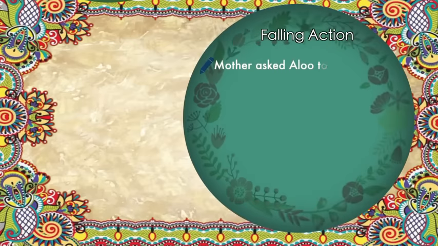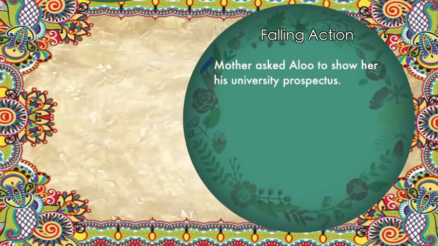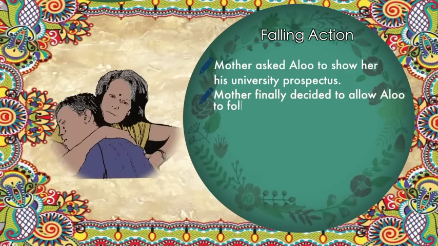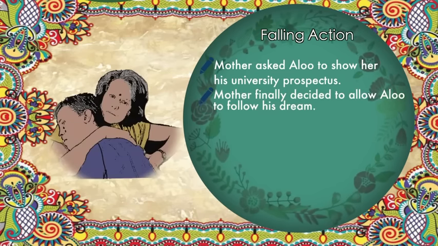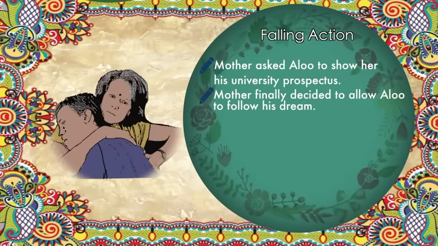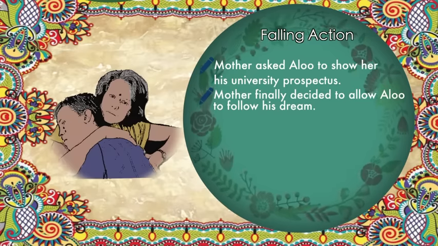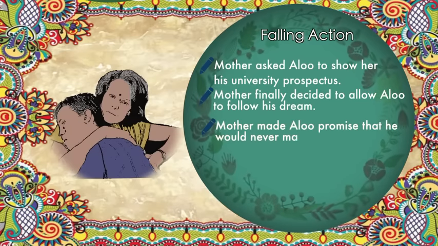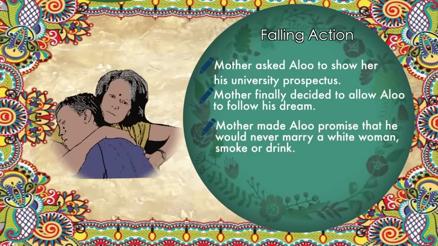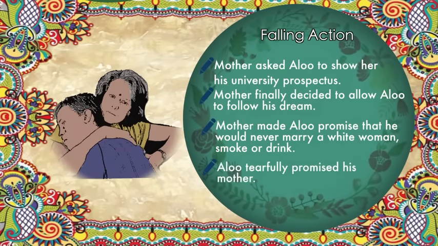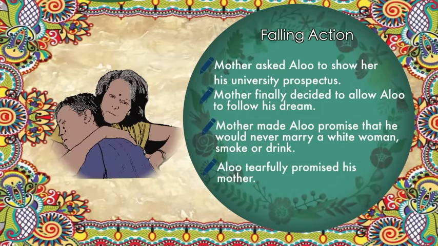That night, Mother asked Alu to show her his university prospectus. After thinking about it, Mother finally decided to allow Alu to follow his dream. Before giving Alu her blessing, Mother made him promise that he would never marry a white woman, smoke, or drink. Alu tearfully promised his mother.